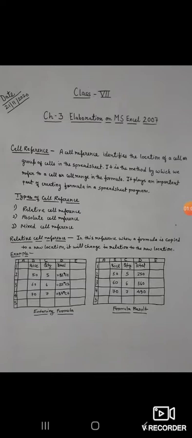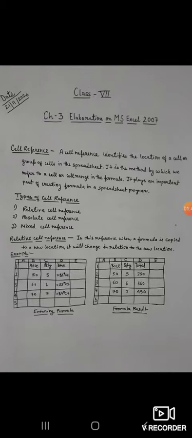Now, relative cell reference. In this type of reference, the formula is automatically changed relative to the cell location when we copy a formula from one cell to other cell. This type of reference is called relative because in this the formula is automatically changed by itself relative to the location of the cell. We do not need to do anything.